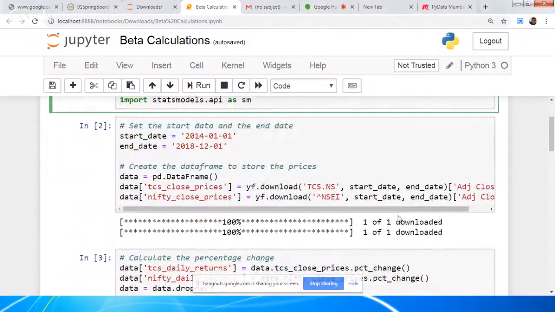So first things first, to do any kind of analysis, we need data. So where to get the data? Yahoo Finance is here to help. We'll get the data for 5 years, from the start of 2014 to the end of 2018. And there's a syntax for Yahoo Finance, where it has a method named download.